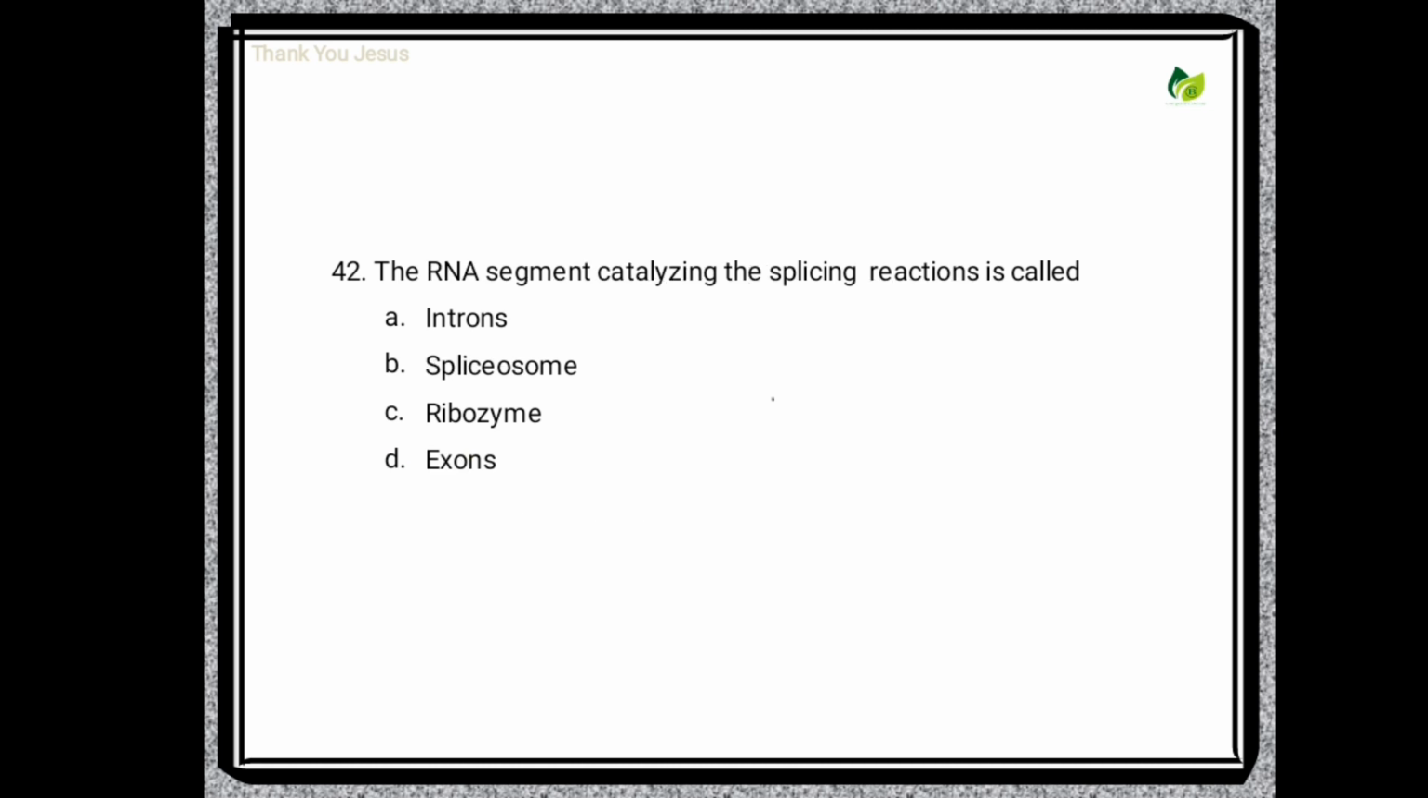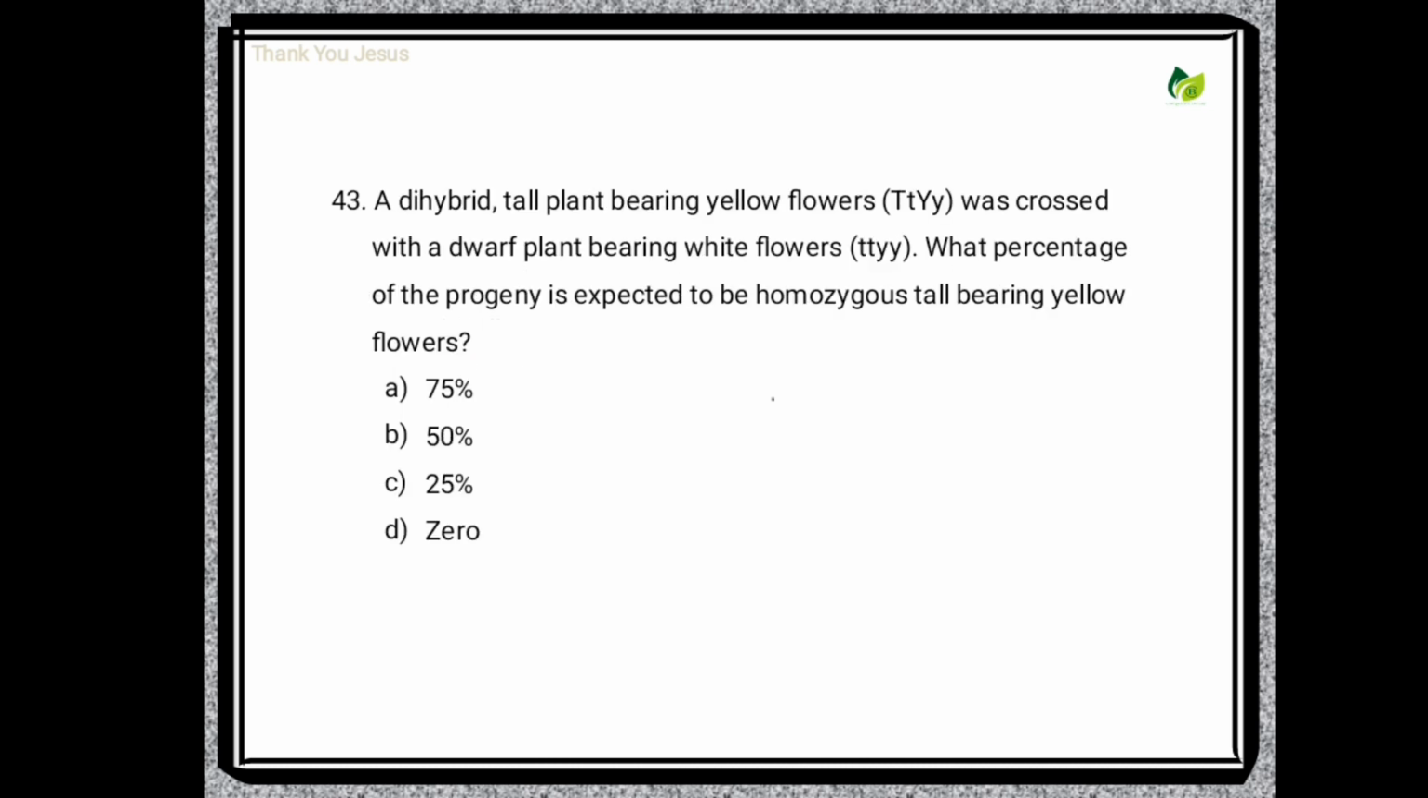The RNA segment catalyzing the splicing reactions is called. Options are introns, spliceosome, ribozyme, exons. The correct answer is spliceosome. Let's see the next question.